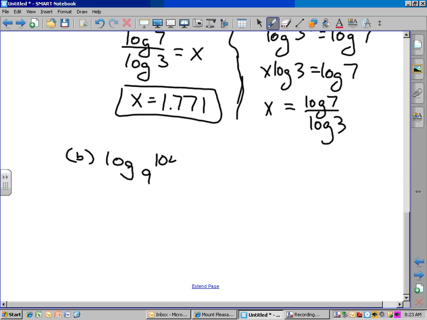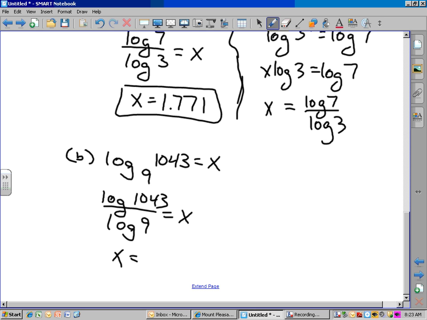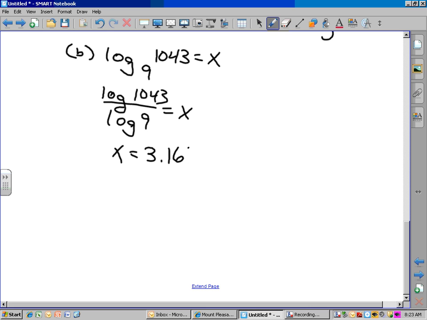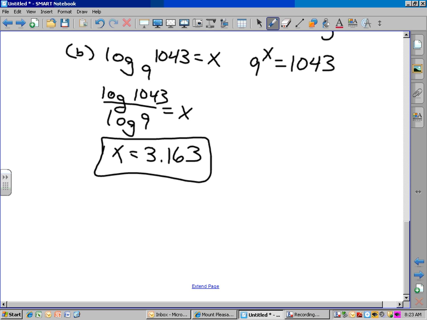Log base 9 of 1043 equals x. If you're given log form, the easiest way to approach that is just change of base. Log of 1043 divided by the log of 9. And we're going to put that into our calculator. And we get 3.163. In other words, if I rewrote this in exponential form, 9 to the x equals 1043. We were trying to find an exponent. On what? On 9 to get 1043. So 9 to the 3.163 should be close to 1043. It is. It's been rounded.